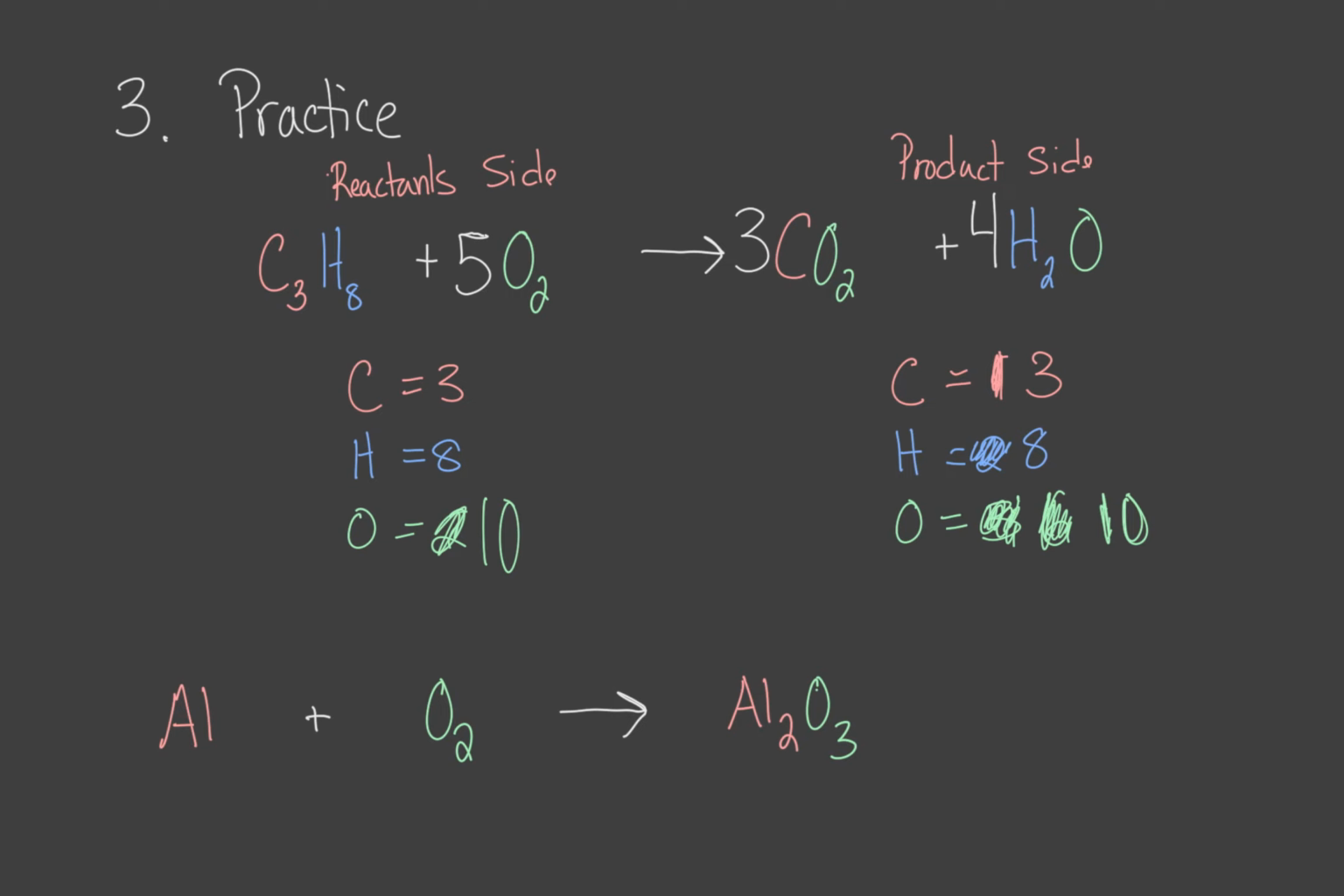So this balanced equation says that I would react 1 propane molecule plus 5 oxygen molecules to give us 3 carbon dioxide molecules and 4 water molecules. So that's how I balanced that equation. Again, I started by figuring out what atoms we have, getting an initial count, and then beginning to change the coefficients in order to balance those. Let's look at one more.